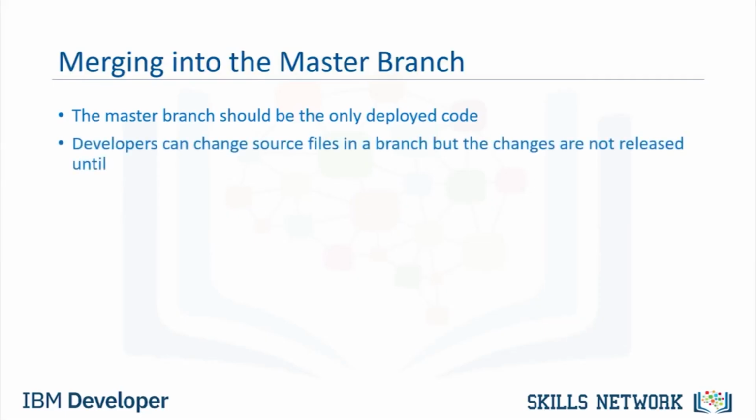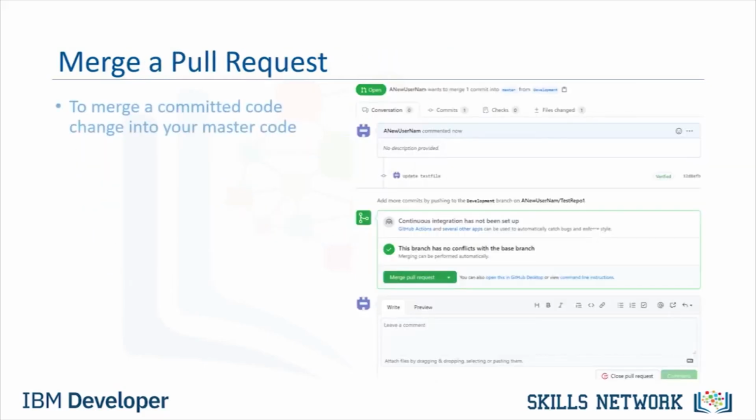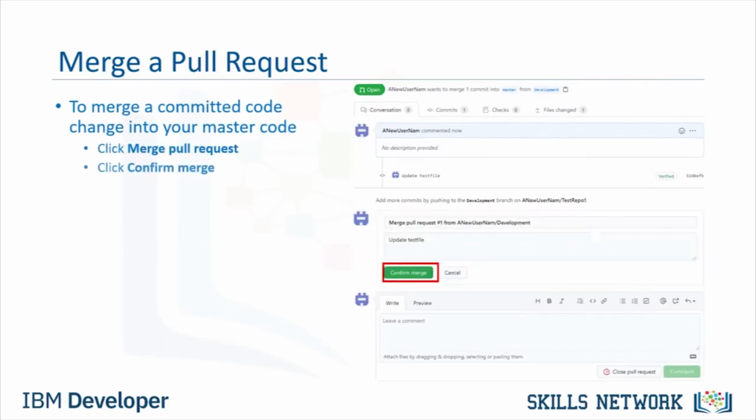The intent of Git repositories is for the master branch to be the only deployed code. Developers can change source files in a branch, but the changes are not released until they are committed, a pull command is issued, the code is reviewed and approved, and the approved code is merged back into the master code. To merge a committed code change into your master code, click Merge Pull Request, click Confirm Merge. When all changes for a branch are complete, that branch is considered obsolete and it should be deleted.